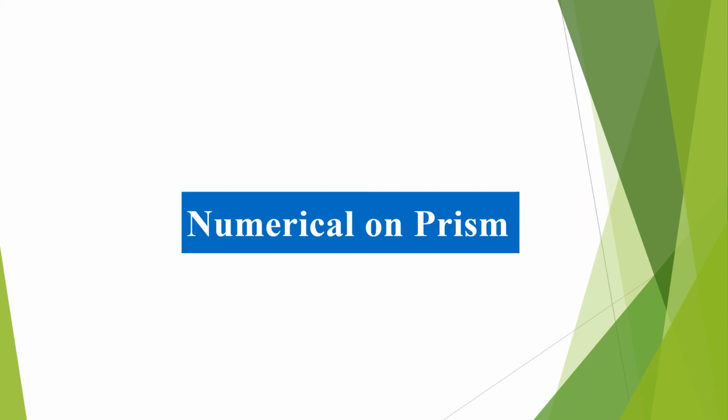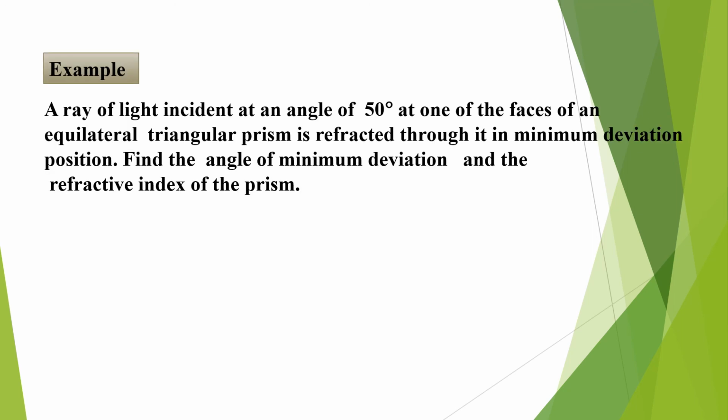Numerical on prism we are going to see. One example we will see. A ray of light incident at an angle of 50 degree at one of the faces of an equilateral triangular prism is refracted through it in a minimum deviation position. Find the angle of minimum deviation and the refractive index of the prism in this case.